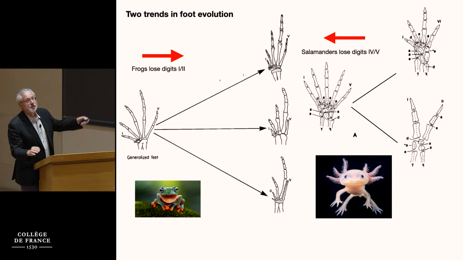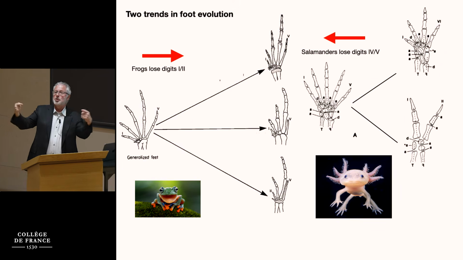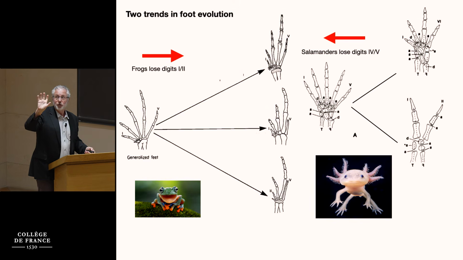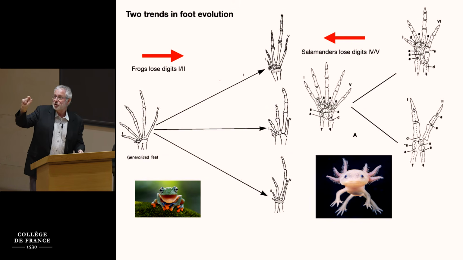So the patterns of digital loss in these two taxa are in opposite directions. Frogs lose digits 1 and 2 independently multiple times in their evolution. Salamanders lose digits 4 and 5, actually also 3, independently in their evolution as well. Two different trends, opposite ways.